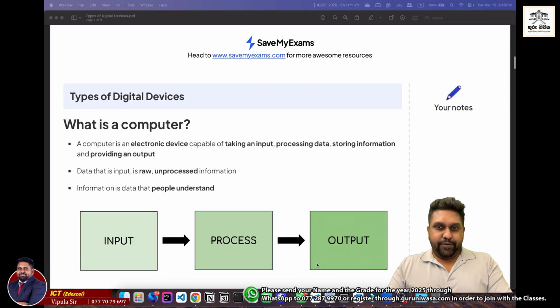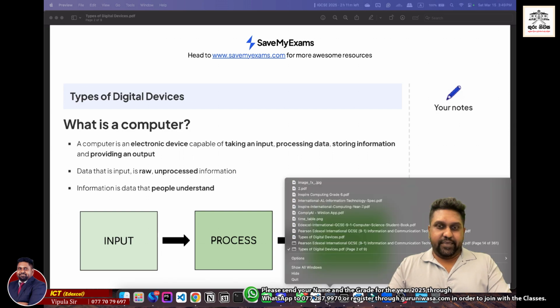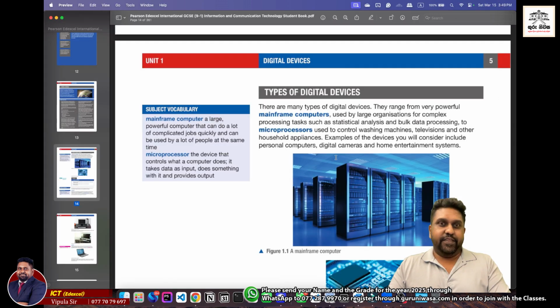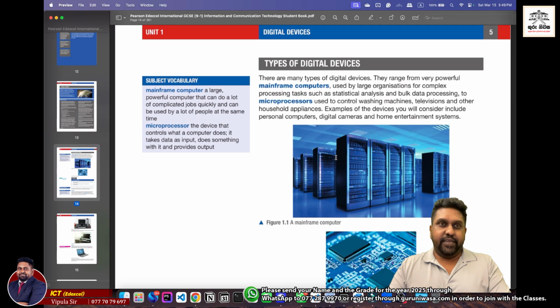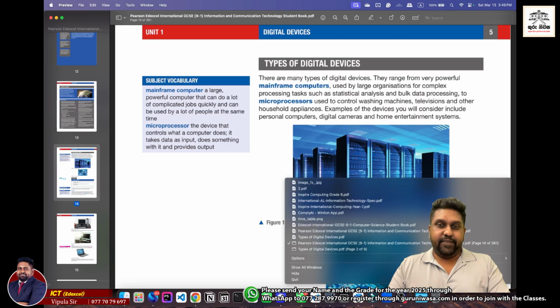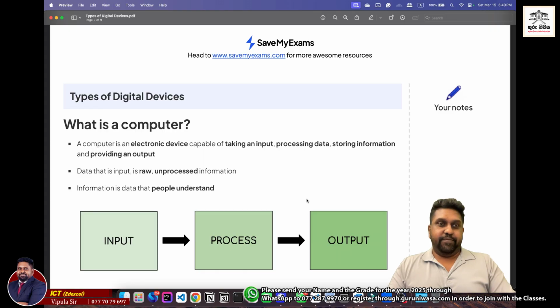So, okay, I'm going parallelly according to what we have in the book. As you can see under unit 1, we are starting with the types of digital devices, right? So, it will be the same thing. So, we'll be jumping into this and let's see how it goes. Super.